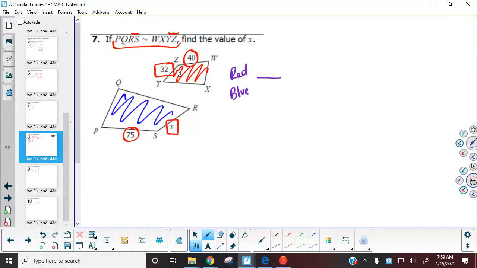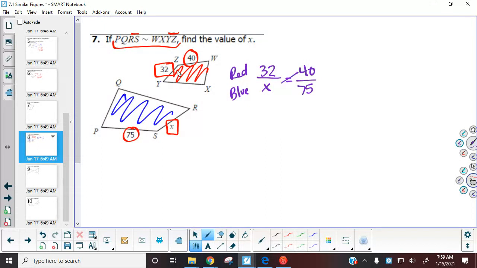So 32 matched up with x. I boxed both of those. Again, I'm using the name up at the top to help me with that. And then my red, the 40 is on top, 75 is on bottom. Now you can do something other than red and blue. You can do small over big if it's obvious, but I'm just showing you another way that you could go about setting this up.